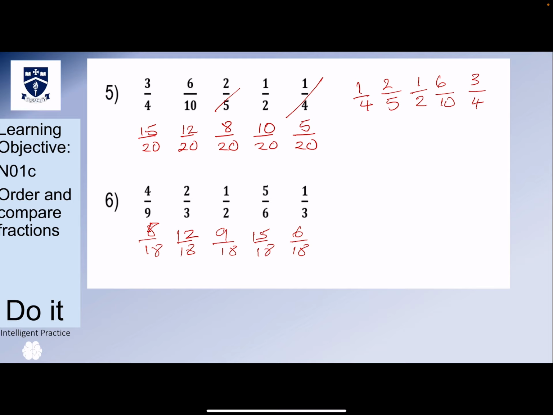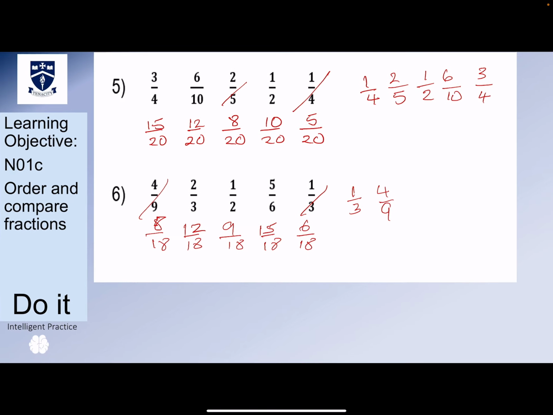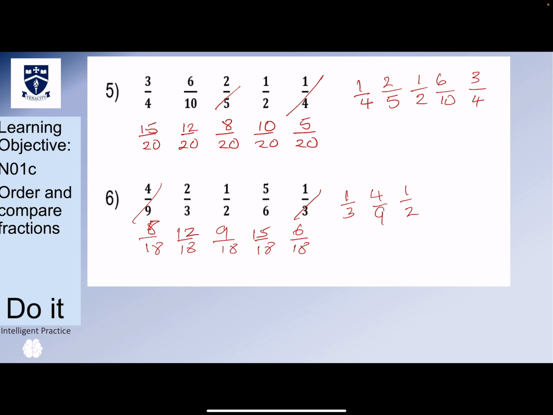So when I'm putting them in order, smallest to largest, smallest is 6/18, so that would be 1/3. The next smallest would be the 8/18, 4/9. Next smallest would be the 9/18, which would be a half. The next smallest would be 2/3, which would be 12/18, 2/3. And last but not least, we have 15/18, which is 5/6. So again, I've put them in order from smallest to largest.